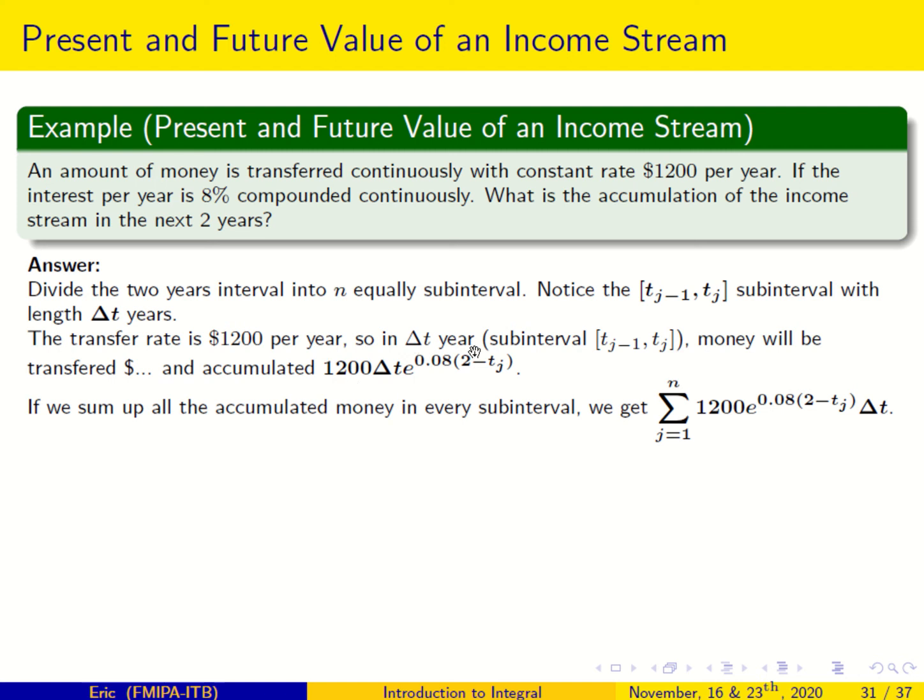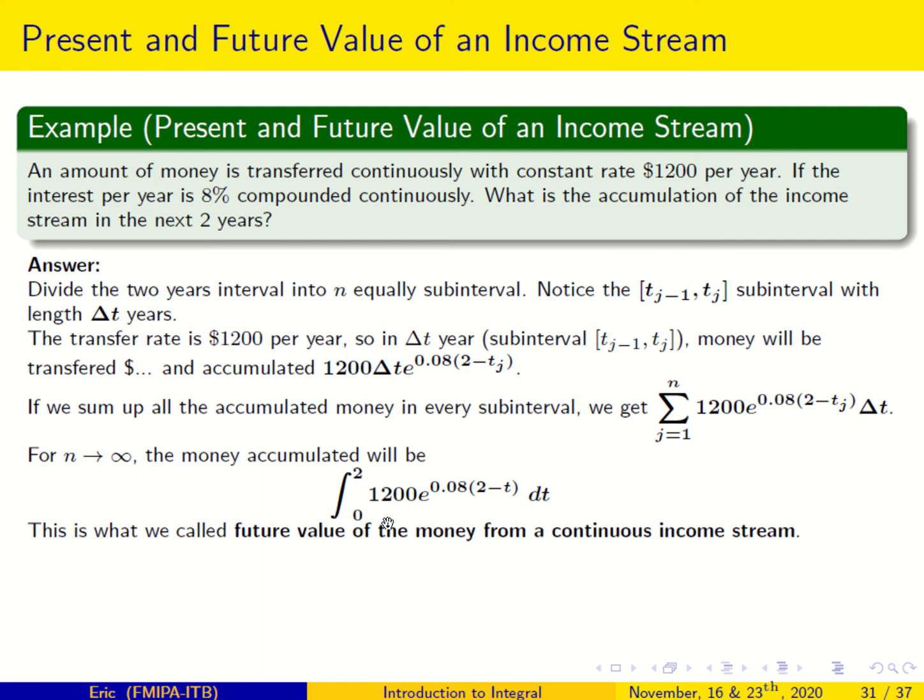Okay, this is just the accumulated amount from this interval of the year. For all intervals of the year, you have to add it up. And if you add it up with n going to infinity, it will give you the integral. The integral of this is the same, where t_j is t, and delta t is given by dt. So this is what we usually call the future value of the money from a continuous income stream.